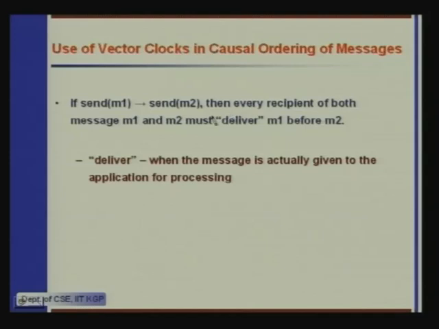Then every recipient of both M1 and M2 must deliver M1 before M2. Now, what do we mean by deliver? That is when the message is actually given to the application for processing.